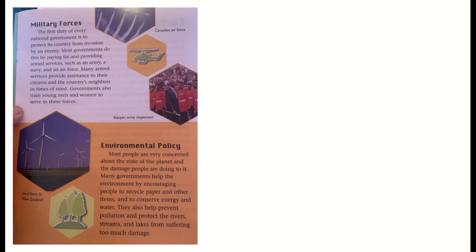On the bottom, environmental policy. Most people are very concerned about the state of the planet and the damage people are doing to it. Many governments help the environment by encouraging people to recycle paper and other items and to conserve energy and water. They also help prevent pollution and protect the rivers, streams, and lakes from suffering too much damage. And there you see a wind farm in New Zealand.